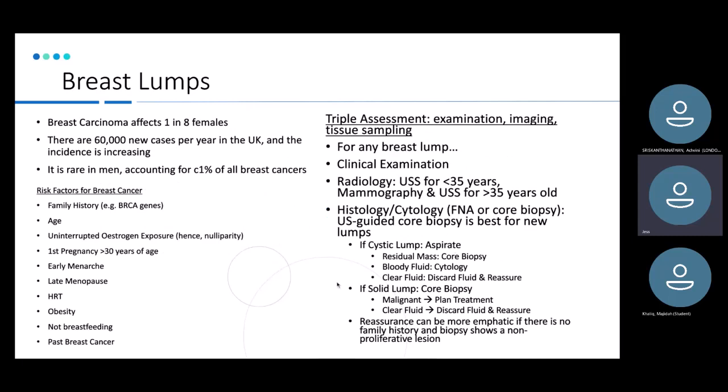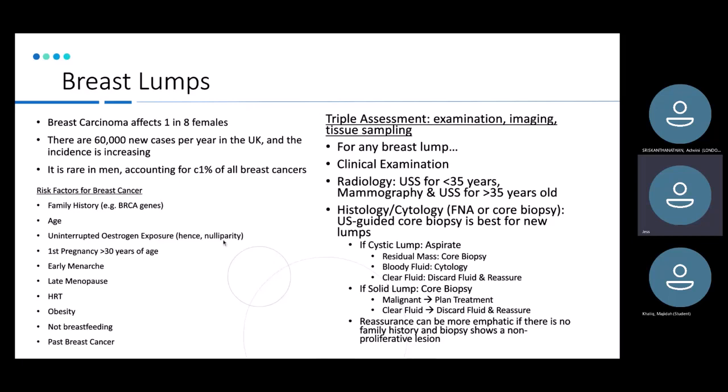So breast lumps. This is a lot of information. Feel free to pause this and go through it in your own time. Breast carcinoma is the most common cancer in women in the UK, and its incidence is rising. It's estimated to affect about 1 in 8 females, and it can also affect men, but it's a lot rarer and often genetically linked. Risk factors for breast cancer: family history, including the BRCA genes, but there are also lots of other polygenic associations, so it's not just BRCA.